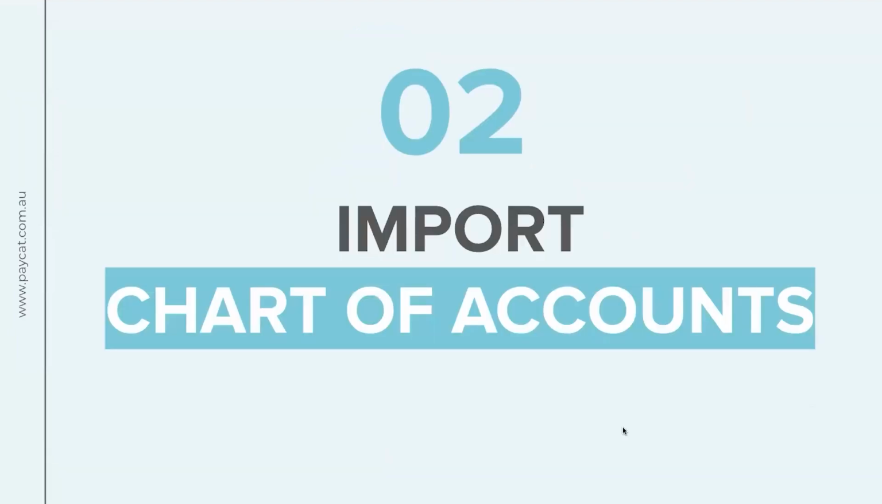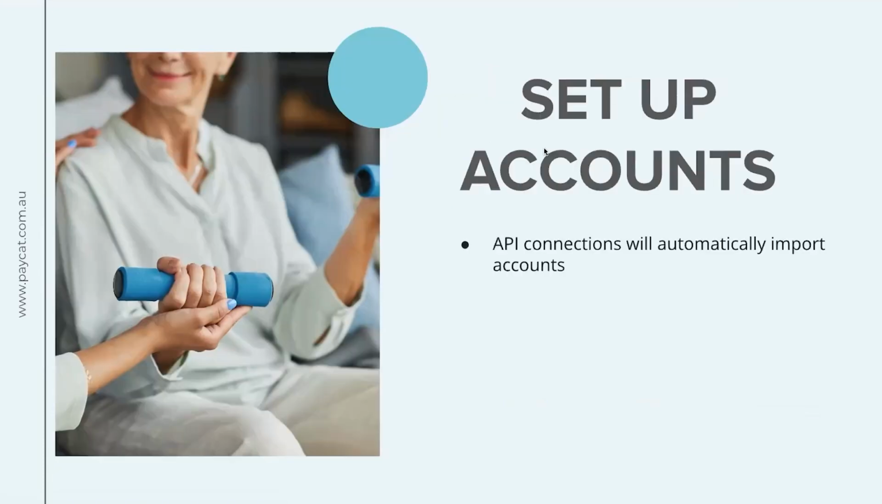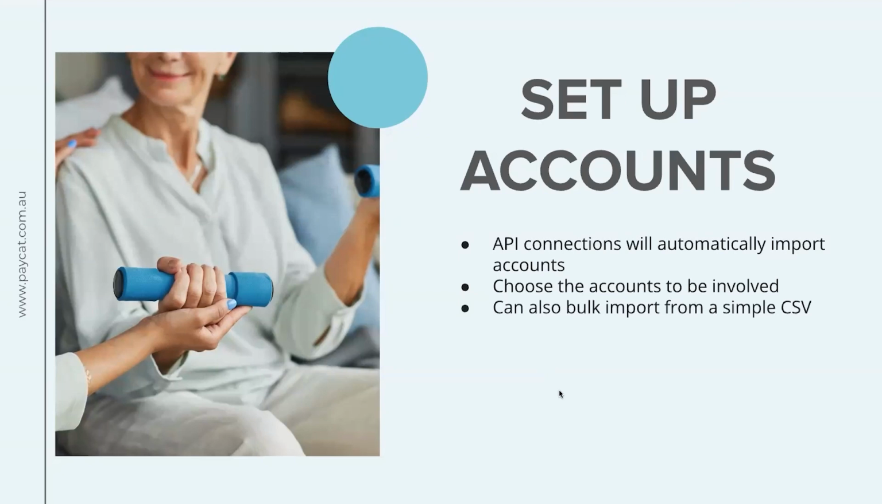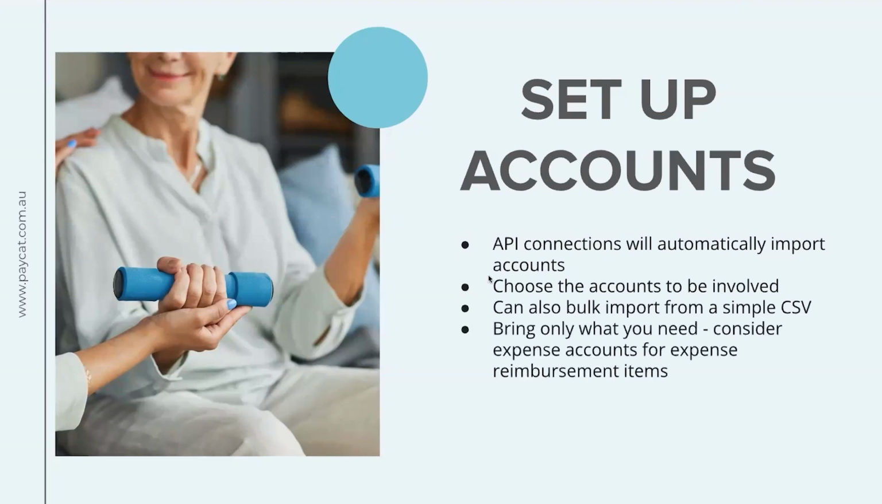All right, so let's quickly look at importing your chart of accounts. So what you want to do basically is go to your accounting system and pull in your chart of accounts. Most accounting systems have a method of being able to export your chart of accounts. What we're really after is account codes, account names, and what type of account it is too. So we'll have a look at that in a sec. So we're going to actually import ours today from a CSV file. Really want to bring in what we need.